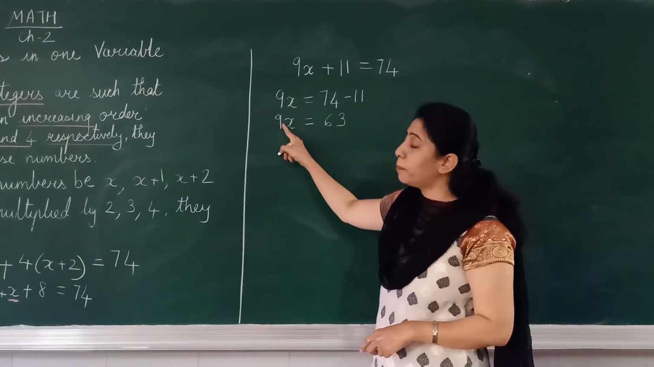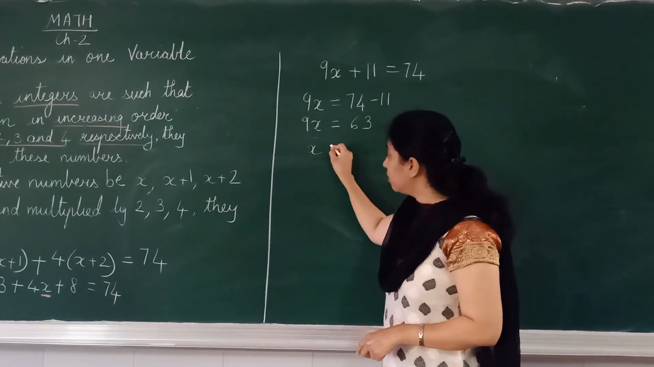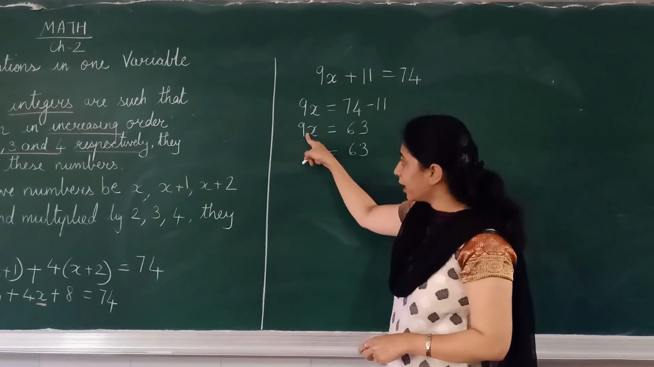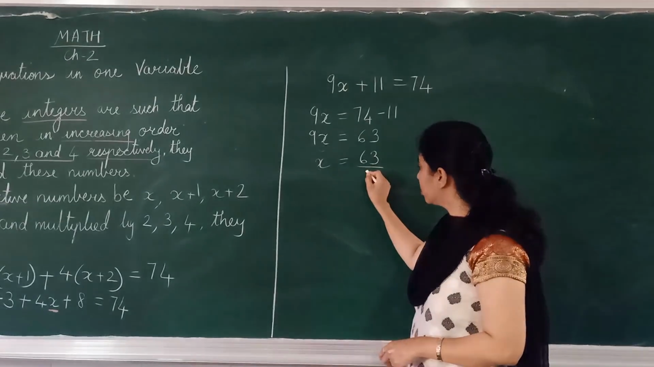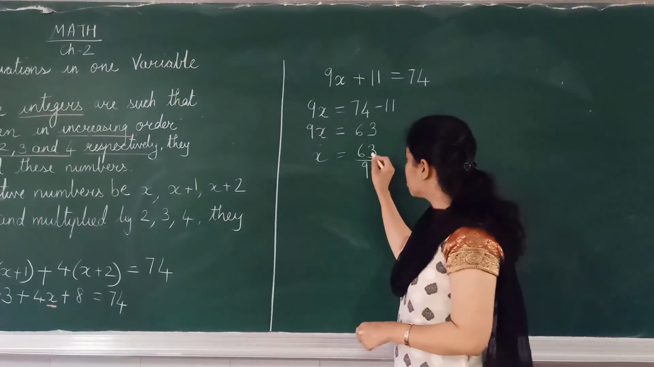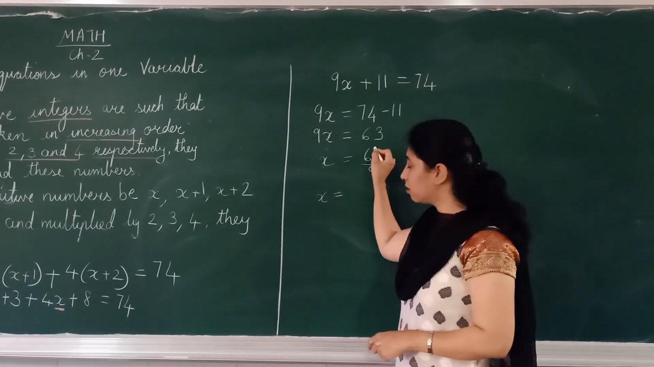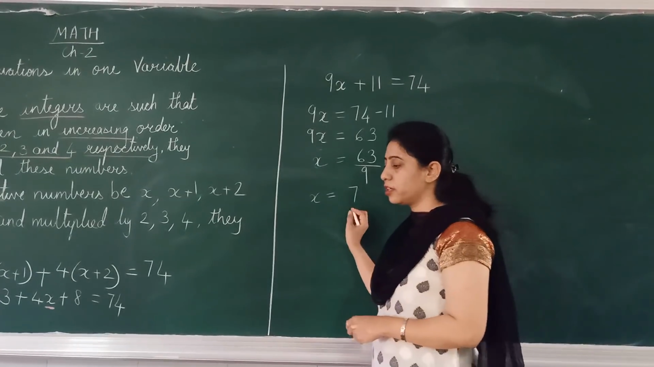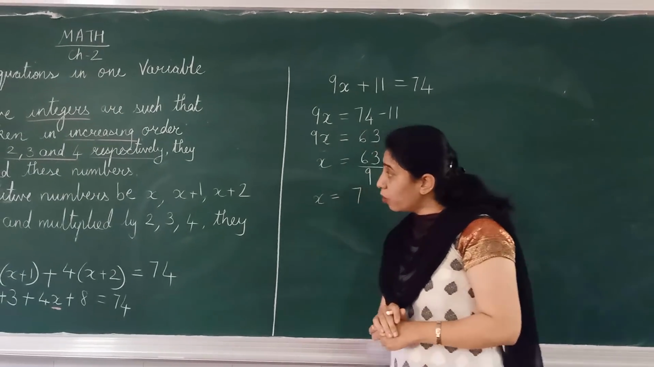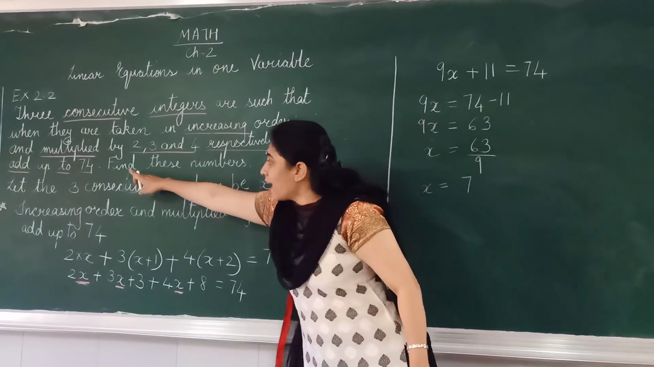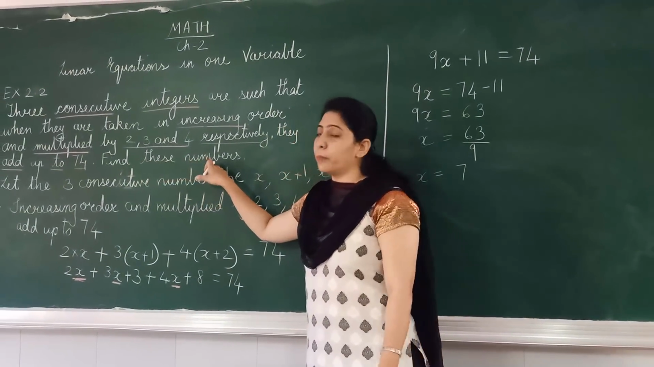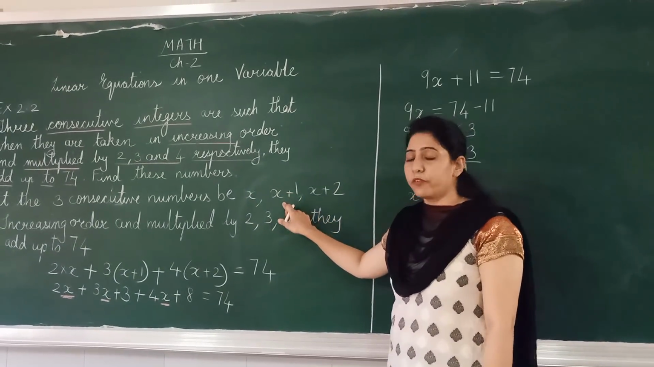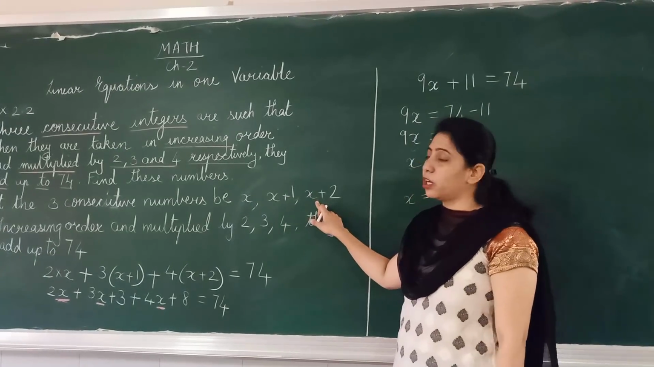Now what are you going to do? It is 9 multiplied by x. So when the 9 goes to the right hand side, it becomes division, because here it is a multiplication sign. When it goes to the other side, it becomes division. So 63 divided by 9, in the 9 table, 9 sevens are 63. So your answer is x is equal to 7. Now the question is what? You can see the last question, find these numbers. It means you are going to find the value of x, the value of x plus 1, and then the value of x plus 2.